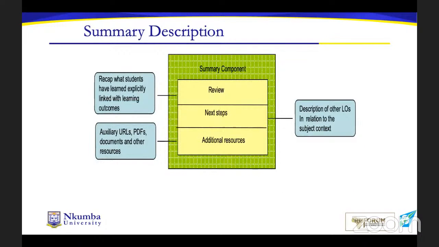And then the summary, as you wind up the course, this is what is required. You need a review of the entire course. What is next in terms of the examination and all that? And if there are any additional resources you would want students to reflect on. After teaching all the 15 topics, you may need to provide a recap.